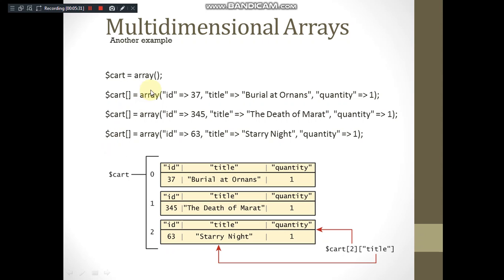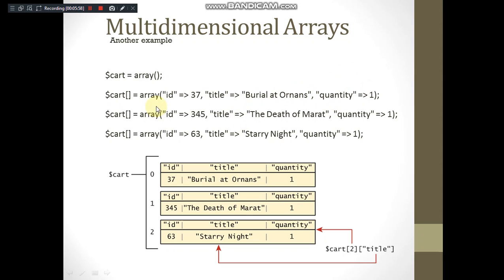Another example here: ID is stored with 37. You can just observe here we are creating our own array where indices are strings, where keys are strings and values are the values, and both have to be defined by the user. At ID, 37 is stored, at the title location the title is stored, at quantity 1 is stored.